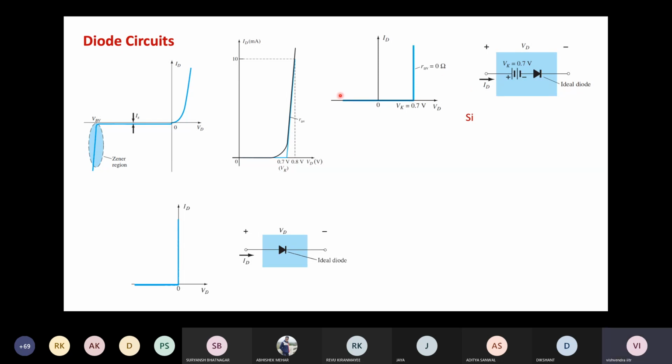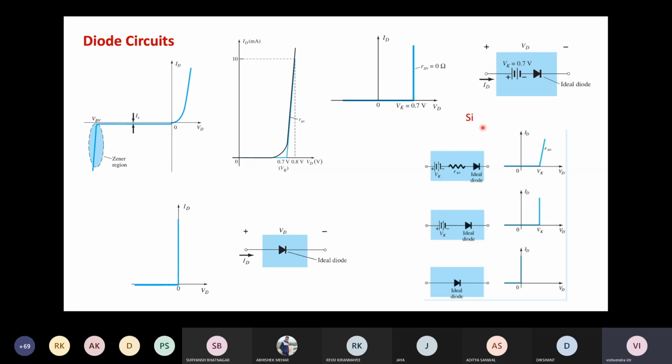But these are approximations, ideal approximations. Generally, there is a resistance of the diode as well, as you can see, and the resistance can be obtained by calculating the slope of this plot. This resistance is generally called the average resistance of the diode. This model is somewhat more realistic for any diode, I would say.